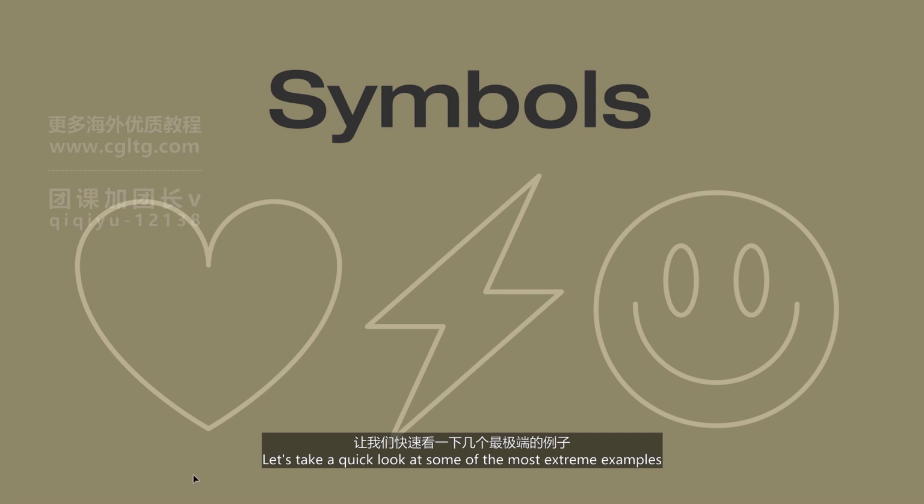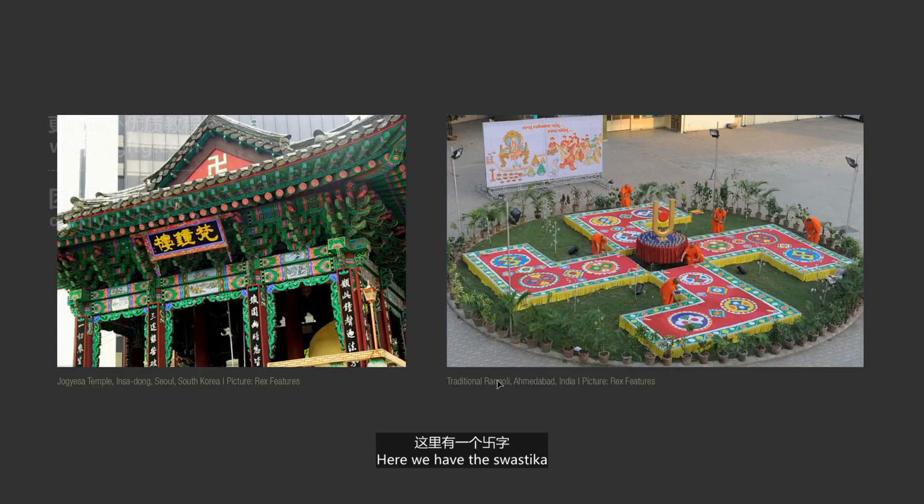Let's take a quick look at some of the most extreme examples. Here we have the swastika, which has been a symbol of peace in East Asia in a variety of cultures for hundreds, maybe thousands of years. But more recently, a symbol of hate for the last 80 years or so. Now, of course, this is the most extreme example.